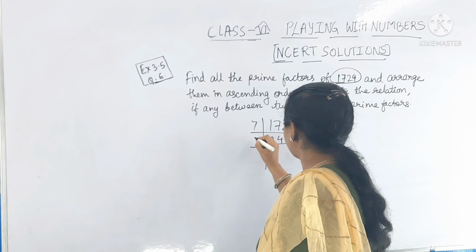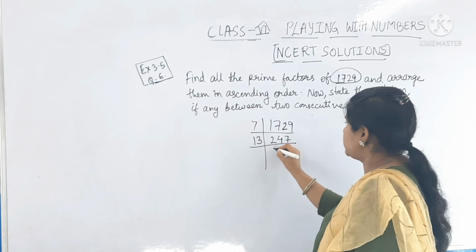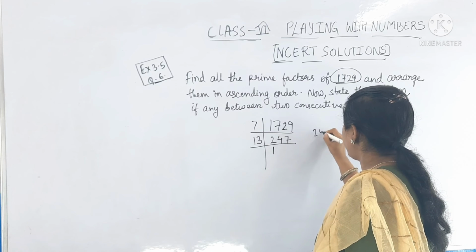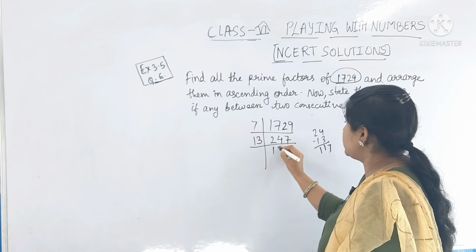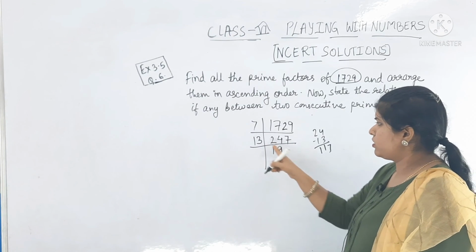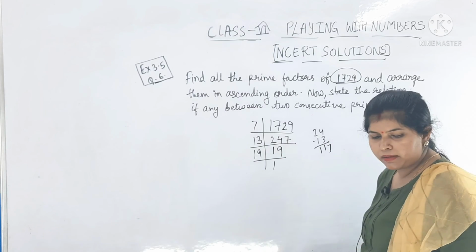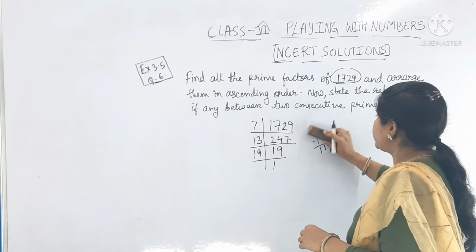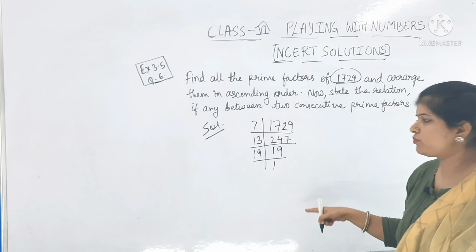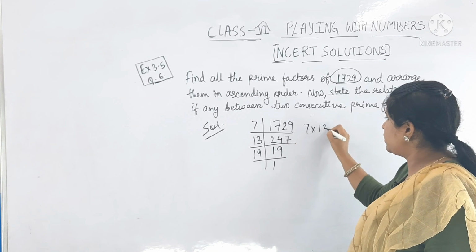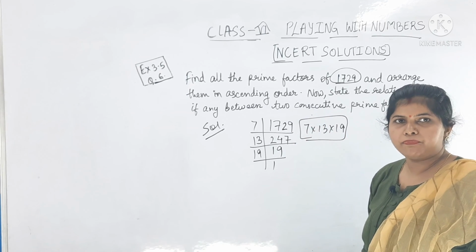So now I will check by 13. 13 ones are 13. So 24 minus 13 is 11, then 117. So 13 9s are 117, and 19 ones are 19. So these are the prime factors for 1729. This is the solution. 7 into 13 into 19 are the prime factors of 1729.